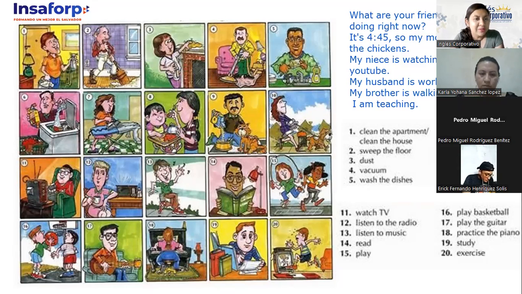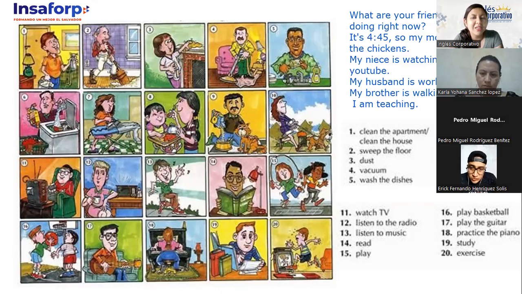Another option could be that you can change the time. También pueden cambiar la hora. Pueden poner, por ejemplo, it's 7 p.m. and my mother is watching television. And my father is walking the dog.